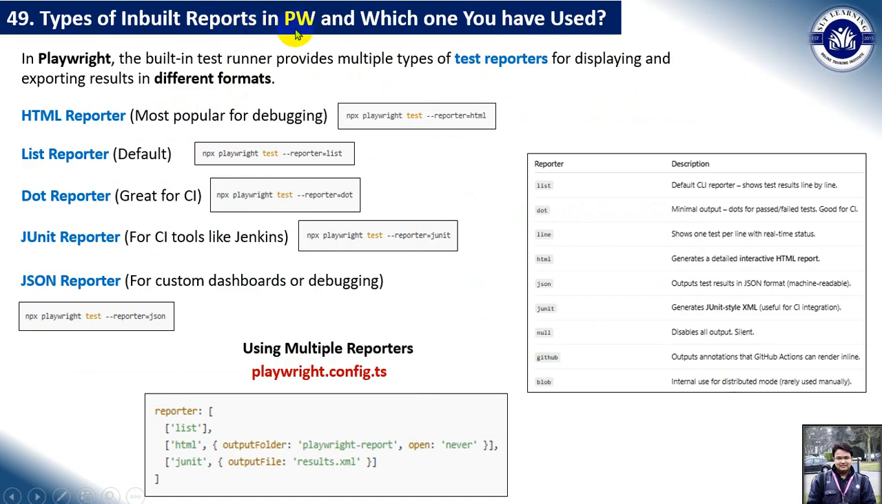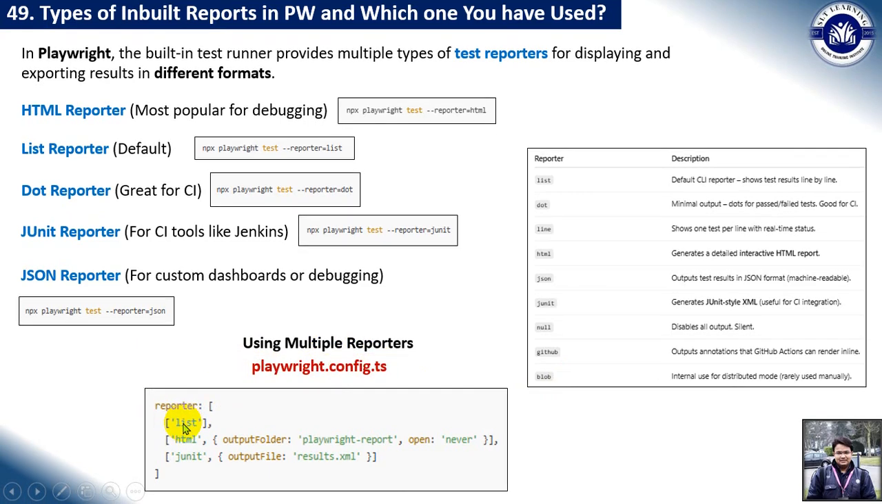What types of inbuilt reporters are there in Playwright, and which one do you normally use? Most of the time we use the HTML report and the list report. These are the inbuilt reporters that you can see in Playwright, and you can set up the reporter in playwright.config.ts using this reporter option.